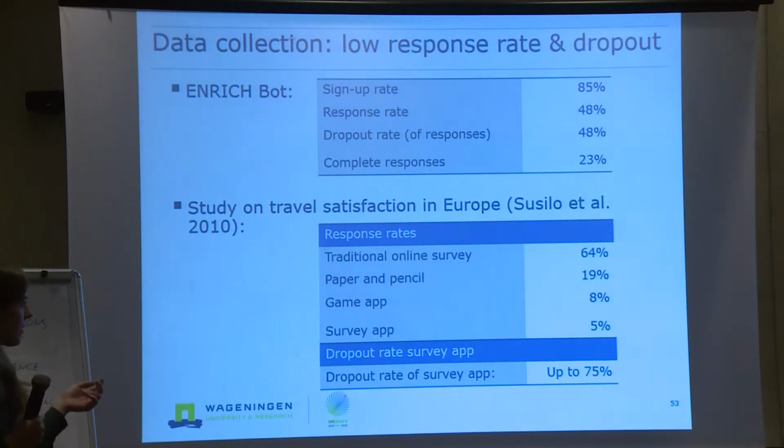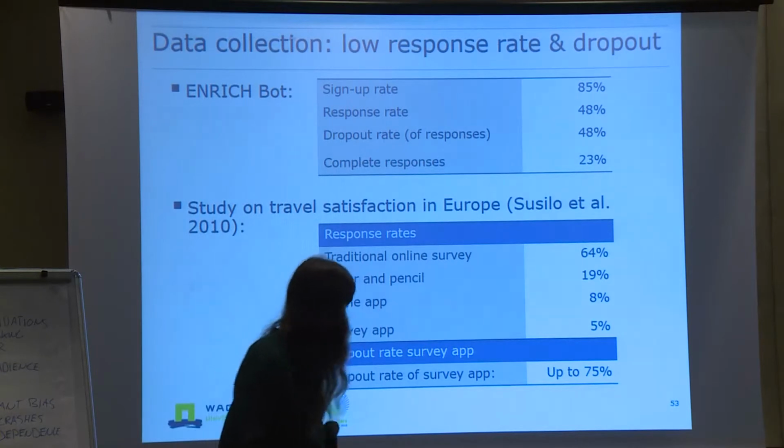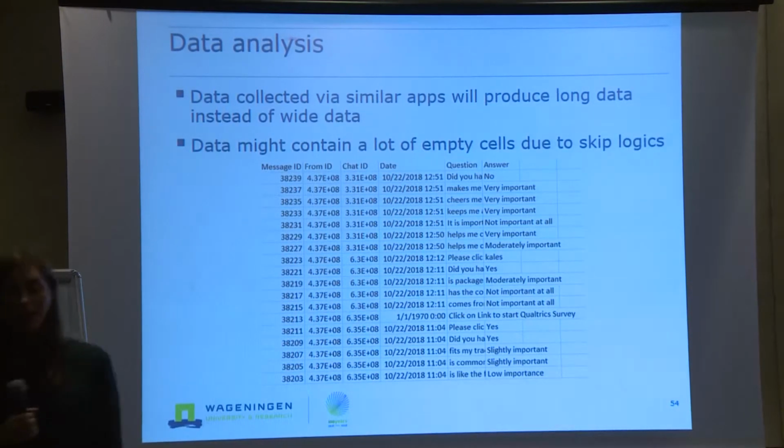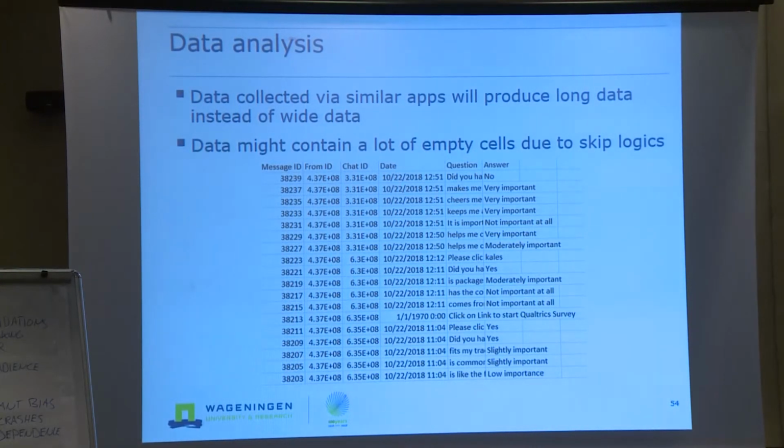Yeah. So also there they actually had 4 different types of ways to interview people, and they created a game app and a survey app, and they both have very low response rates, and they were used in different cities in Europe. And in some cities, the dropout rate of the survey app was even up to 75%. So you really have to take this into account when you're doing this. And then next is the way the data comes out.